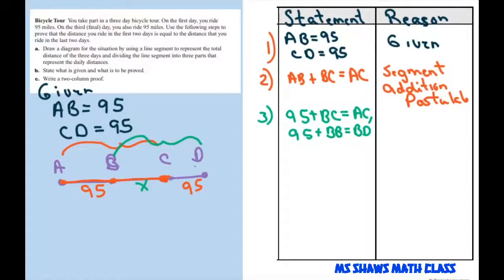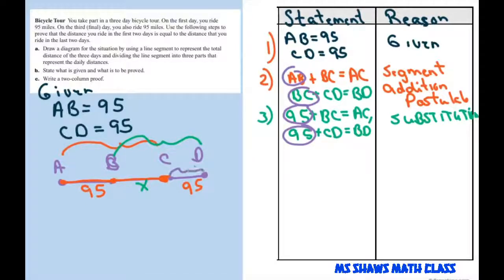And that's also from the, let me write it up here. This would also be BC plus CD equals BD. All right. Now that is going to be using your substitution property of equality, because all I did was substitute my ABs here with the others. So this is 95 plus CD. And I just wrote my 95s for both of these, because that's given. Okay, that's substitution property of equality.